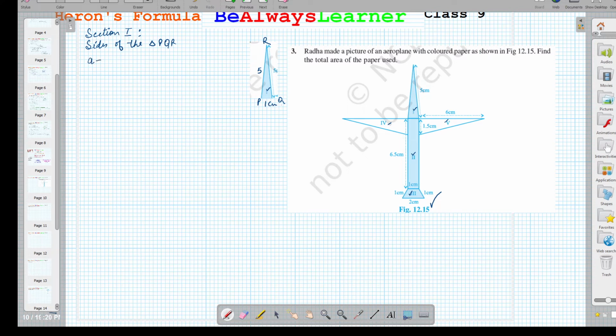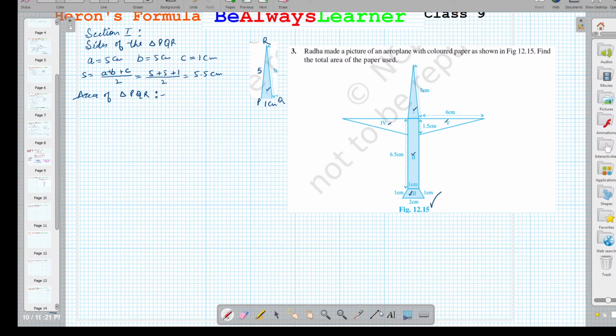Now the sides are a, which is 5 centimeter, b, this is also 5 centimeter, and c, this is 1 centimeter. So we have three sides. We can find out the semi-perimeter, s equals a plus b plus c divided by 2. Putting in the values, this comes out to be 5.5 centimeter. Now we can calculate the area of triangle PQR.